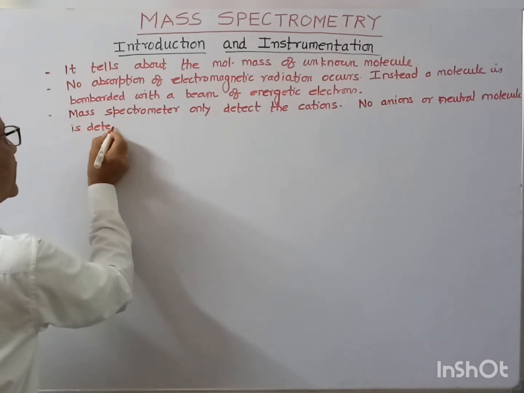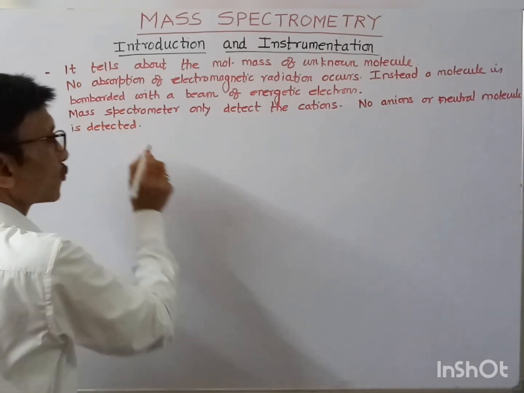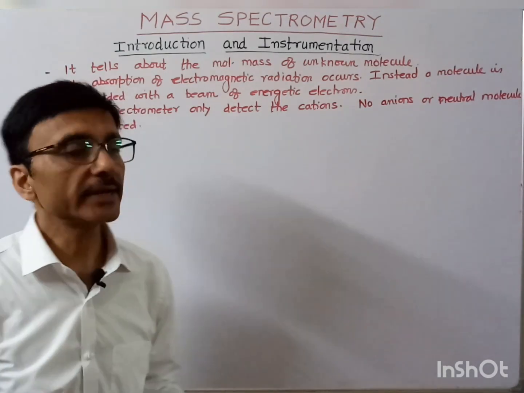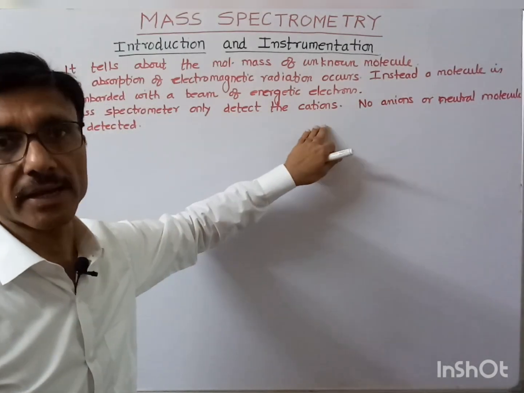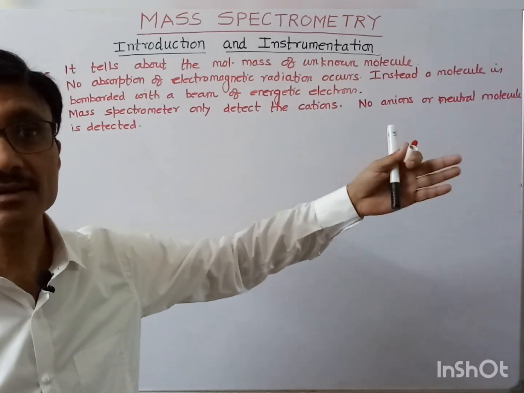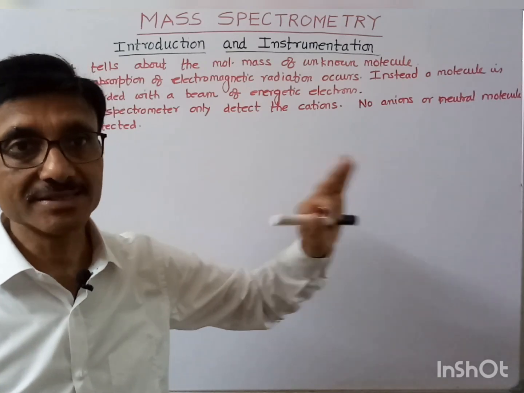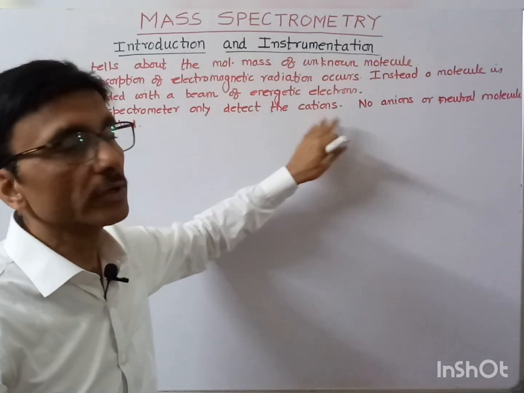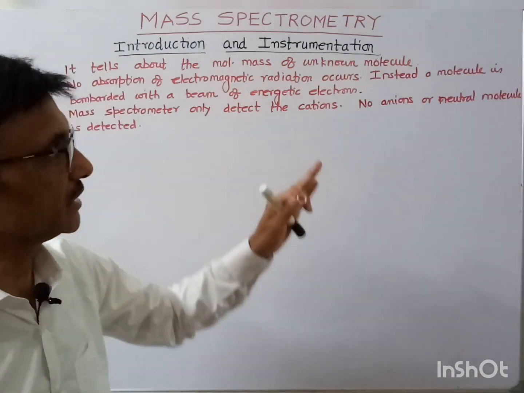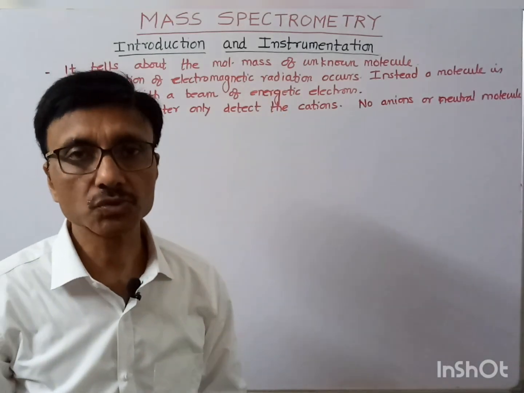So the spectrometer is designed in such a way that it only detects the cation. It could be designed in such a way that it may detect the anion, but the design is such that it only observes the cation. Then we will see this in the instrumentation part also.